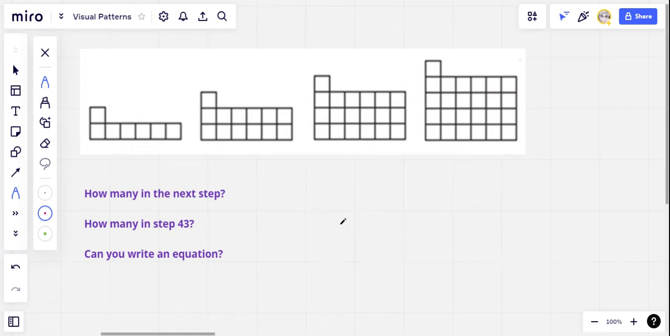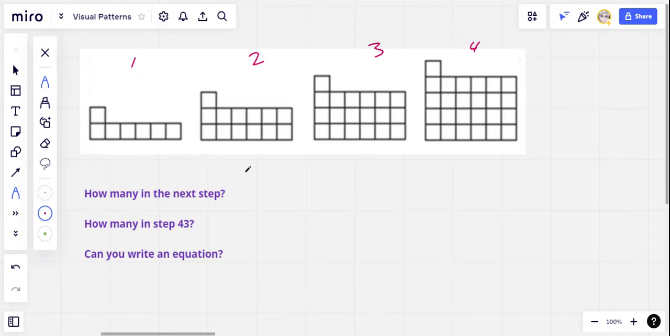Hello, everybody. We've got another visual pattern challenge for you to think about. The way this works is that you look at this pattern. So we've got step 1, step 2, step 3, step 4, and your job is to figure out how it's changing and how many, in this case, squares are we going to have in the next step. How many in step 43? That's much more difficult. And could you write an equation that would tell you how many squares we'd have in any step at all? So if you choose to accept that challenge, you can pause the video and give it a try.